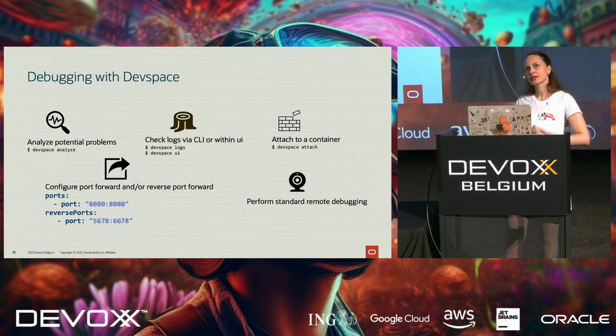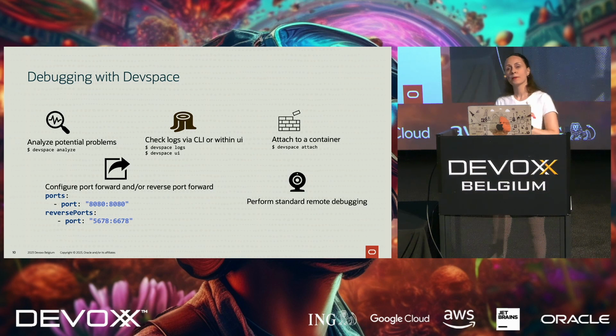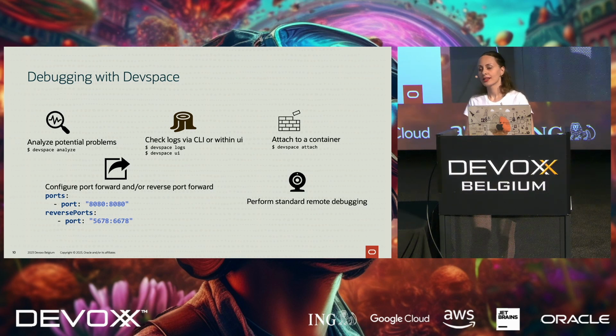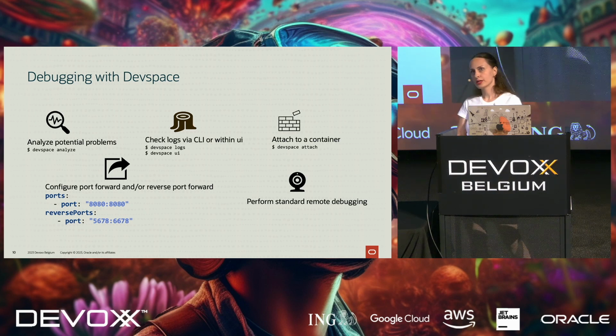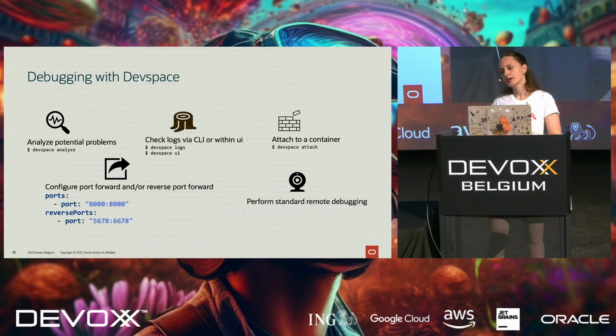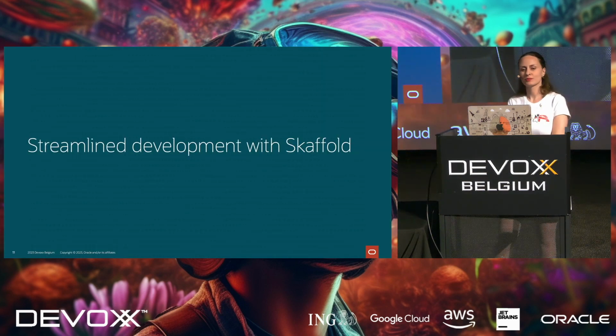And in the case of debugging, you have DevSpace Analyze. You can check the logs. You can look into the UI, but you can also attach to the container and have remote debugging. And last but not least, you can configure port forwarding or reverse port forwarding. Like if you're using Telepresence to look into what's going on there, you need reverse port forwarding, and that's possible with reverse ports configuration. Now, second tool I want to talk to you about is Skaffold.